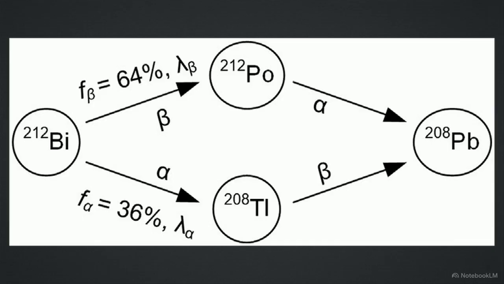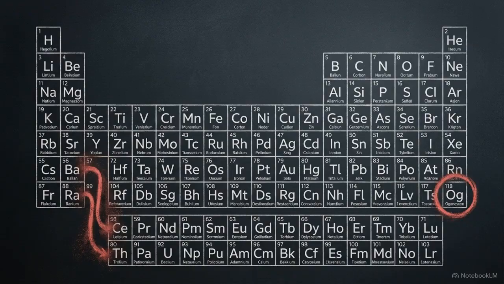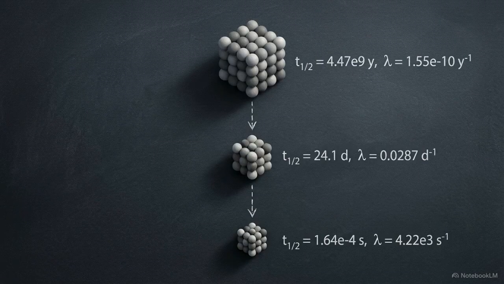Here we see the specific decay node for bismuth-212. While the ultimate destination of lead-206 is deterministic, the immediate path contains probabilistic branches. Bismuth-212 has a 64% probability of undergoing beta decay and a 36% probability of undergoing alpha decay. Mapping the physical route down the periodic table is only the first half of the problem. To utilize this process as a tool, we must calculate the precise rate of flow through this nuclear cascade.